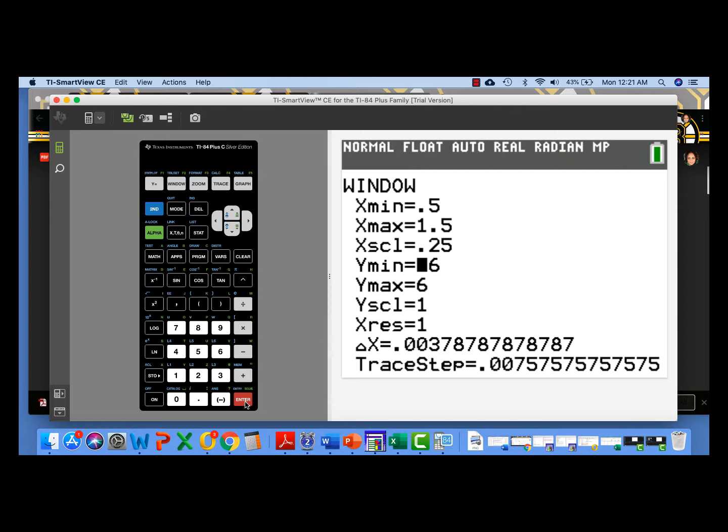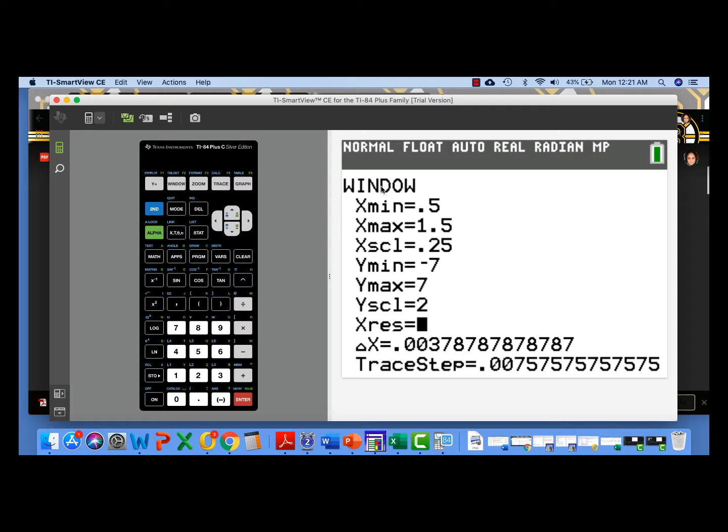For our y minimum, since our amplitude is 7, we go all the way down to -7 for our minimum, and then we go all the way up to 7 for our y max. And we can keep that on a scale of 1. Or actually, since we did it on a scale of 2, we can change it to 2.